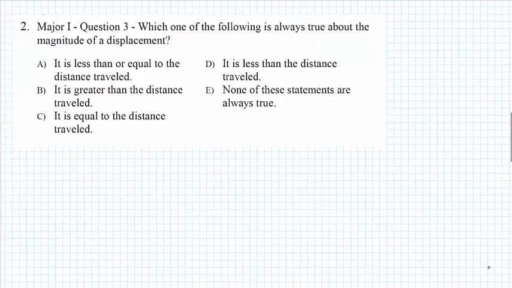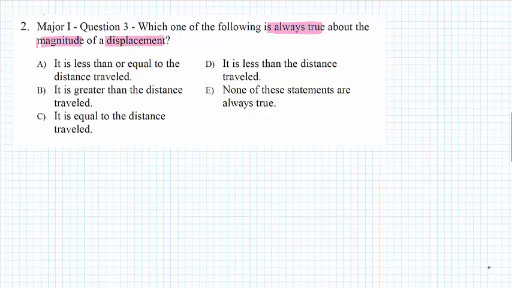So the average velocity in this case is 0 meter per second. Let's look at a different question. Which of the following is always true? Always true. About the magnitude of the displacement. The magnitude of the displacement is less than or equal to the distance traveled. So he's comparing between the displacement and distance.